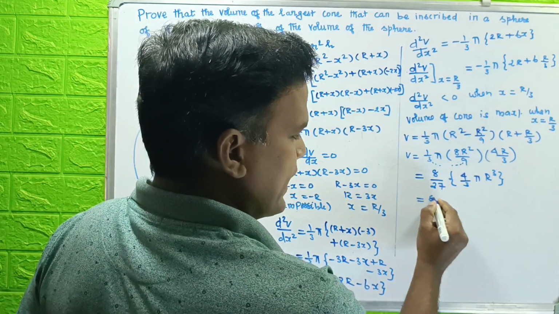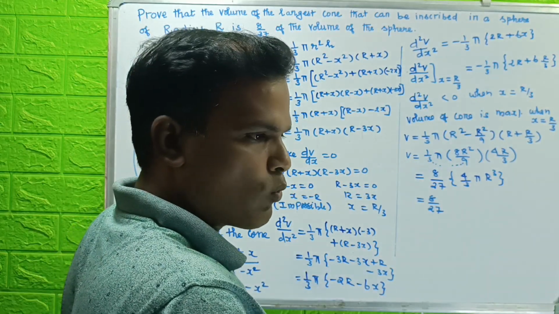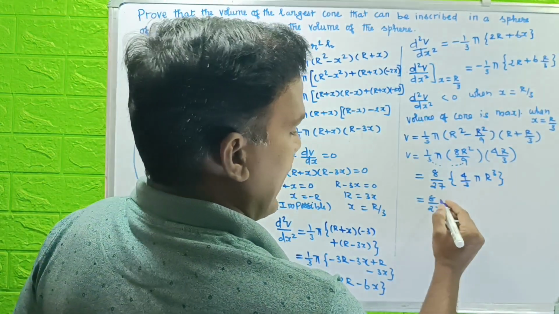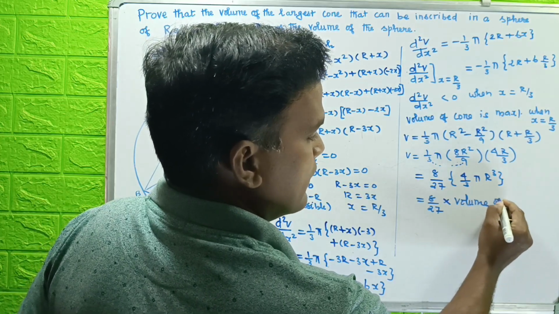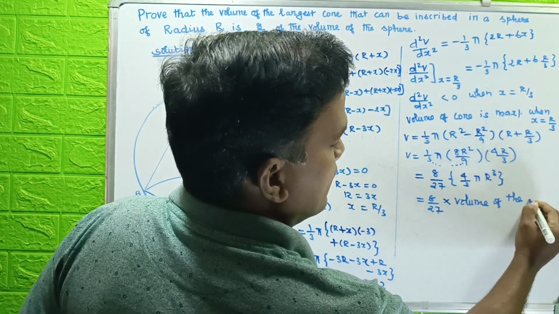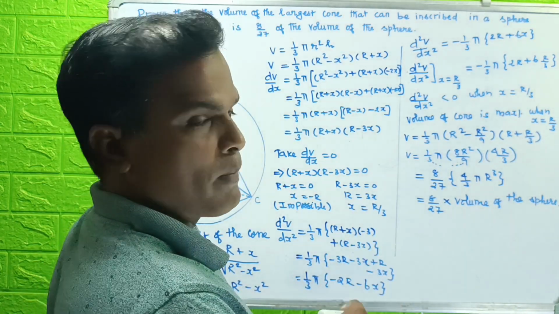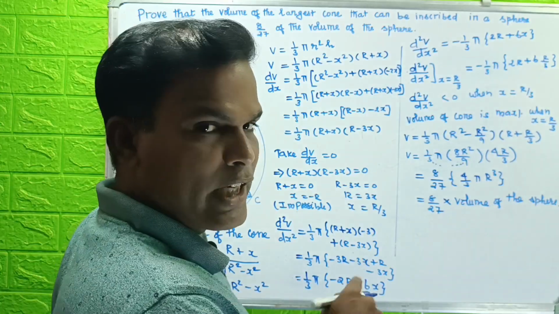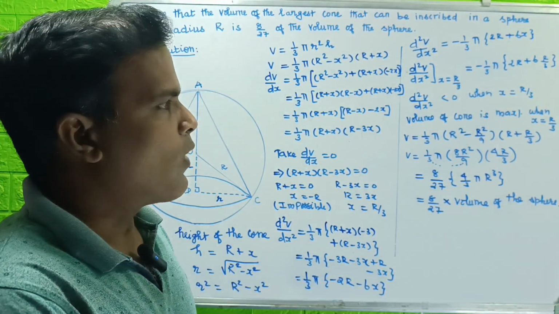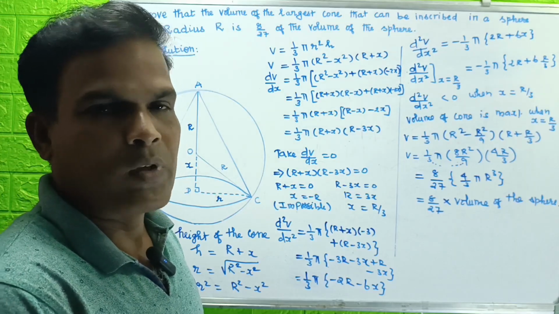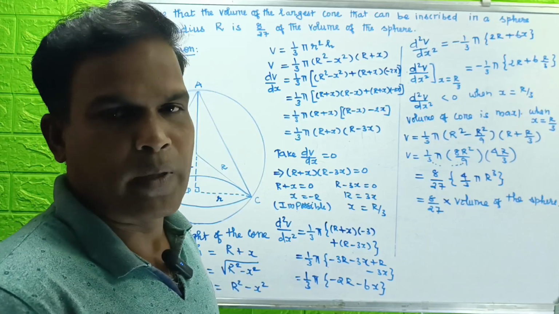So 8 by 27 times, what is the meaning of 4 by 3 pi r cube? It is the volume of the sphere. So 8 by 27 times the volume of the sphere. So we have proved that the volume of the cone is maximum when x is equal to r by 3, and it is 8 by 27 times the volume of the sphere.